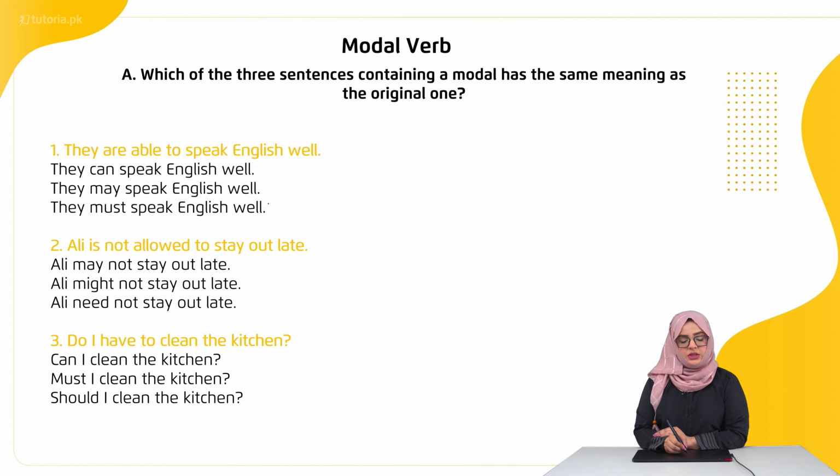इसके नीचे हमें 3 options दिए हुए हैं. We have to choose the appropriate option with the correct modal verb. So it will be they can speak English well, because can हमें ability show करता है.